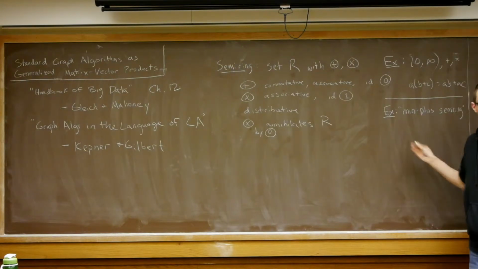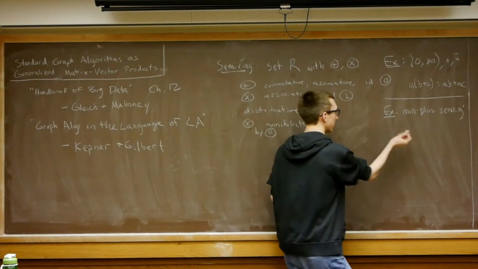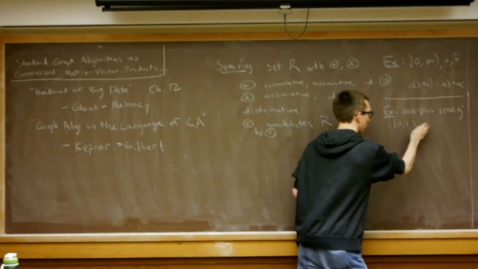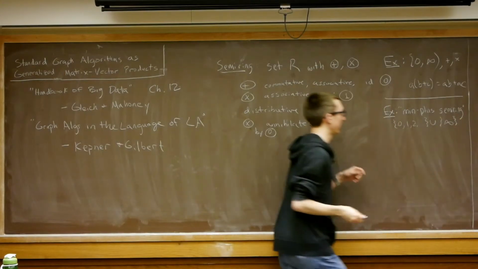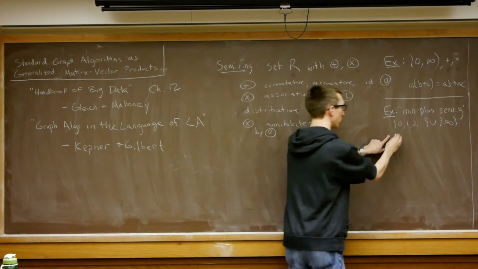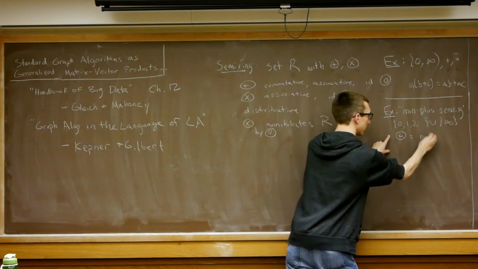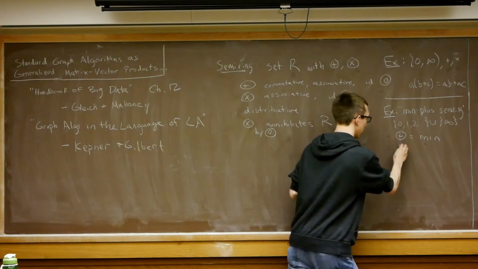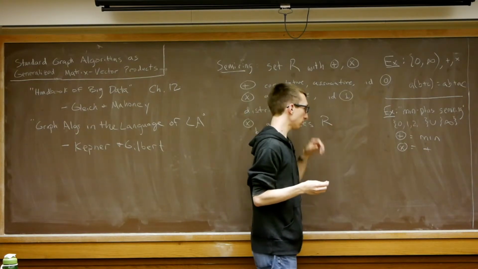And it may not surprise you that the two operations are minimum and addition. So the set that I'm going to talk about is all of the natural numbers, including 0, and also including infinity. And the two operations are min. This is the addition operation. So I take the minimum of two numbers. And then the multiplication operation is plus.